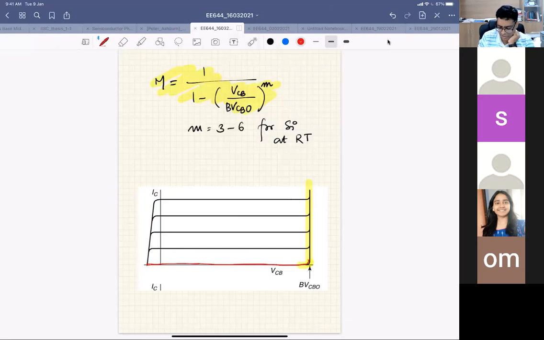Typically what happens is there is a slight increase because multiplication is happening, so electron-hole pairs are increasing. You will see a finite slope. Even if at any point multiplication is happening, your current is slowly increasing, and at some point it shoots up, because the multiplication factor becomes very high, so the current increases drastically.